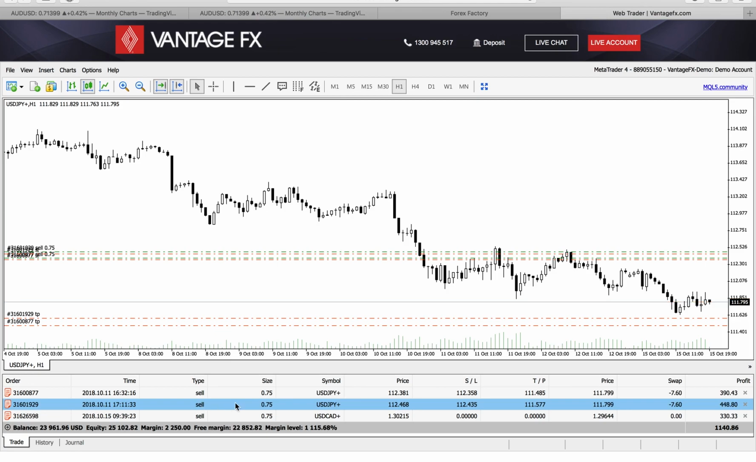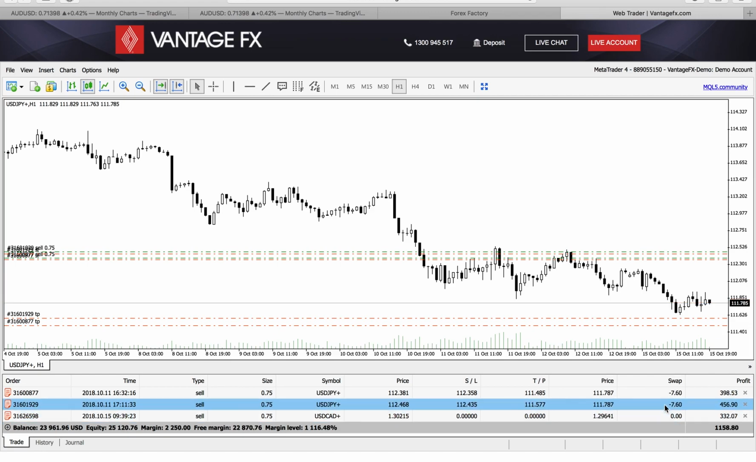You have the sell, the lot size, the currency pair, the price I entered. That's where the stop loss is, at break even at the moment. Take profit, and the current price. And of course, you can see some commission, swap fees here, and the current profit.